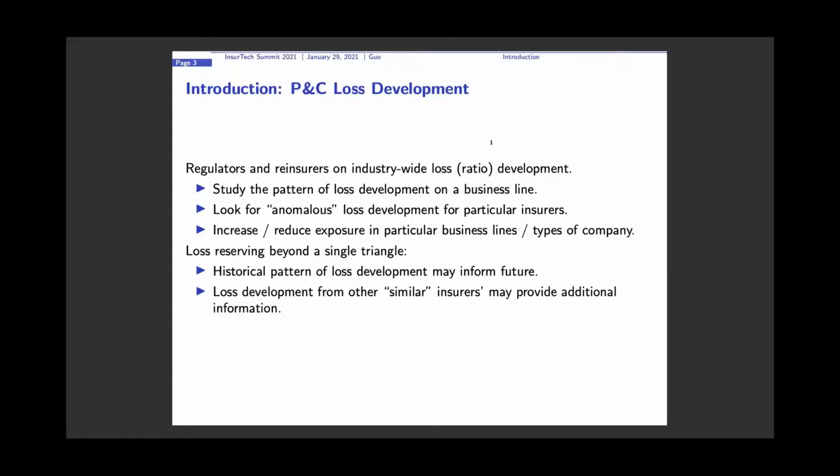While we gain information by studying historical and industry-wide loss development, that may also give additional information for loss reserving. So we're looking at the possibility of loss reserving beyond a single triangle. Can the historical pattern of loss development inform something about the future? And can the loss development from other similar insurers provide additional information for loss reserving purposes?